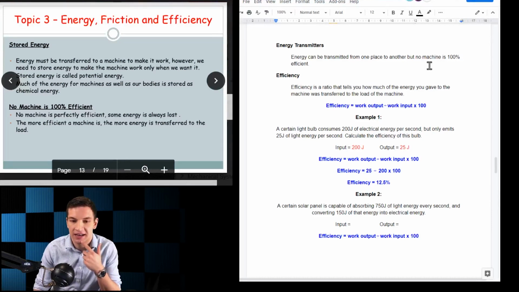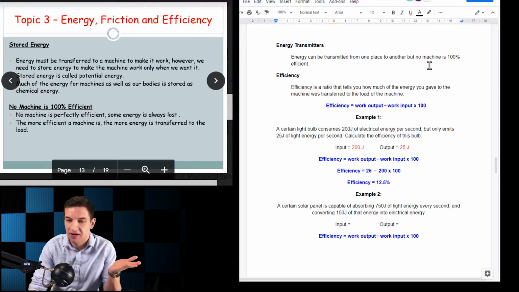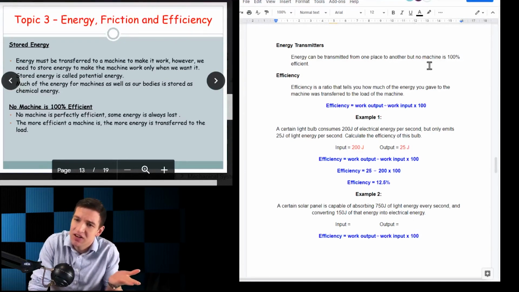So only 12.5% of that energy that you're paying for, or your parents are paying for, is used as light. This is why they always tell you to turn off the lights. That is the reason why it's not very environmentally friendly, because you're wasting so much energy on heat.